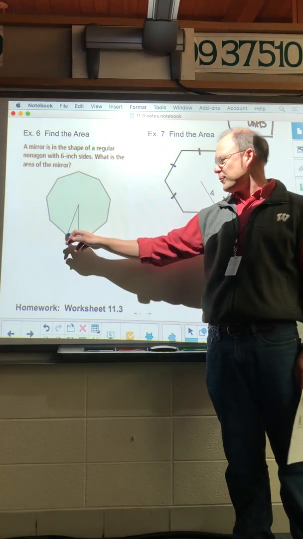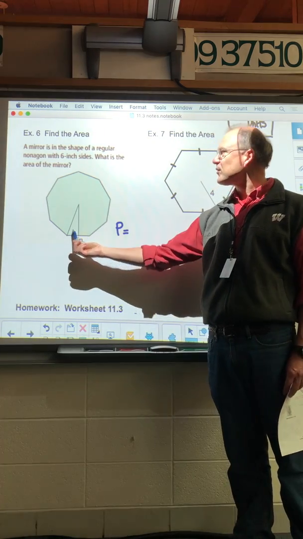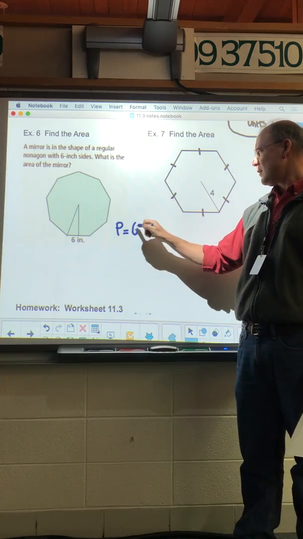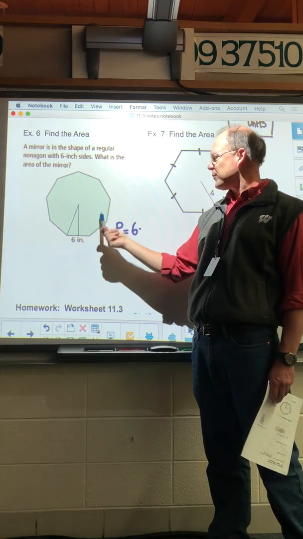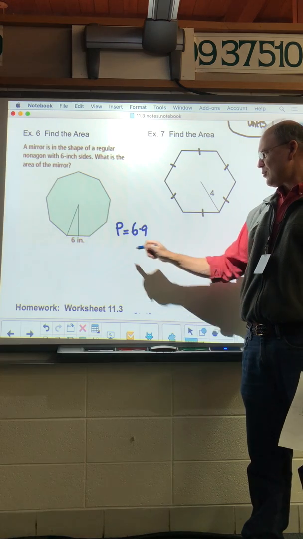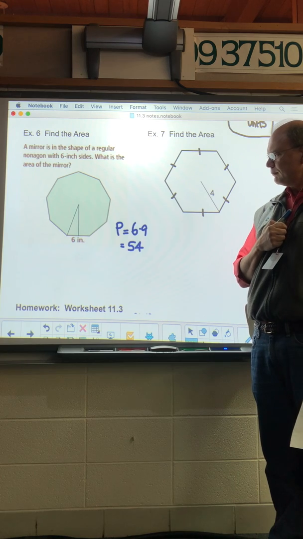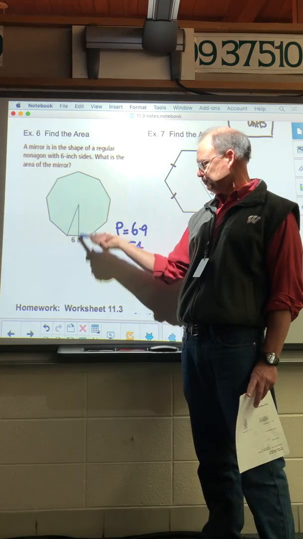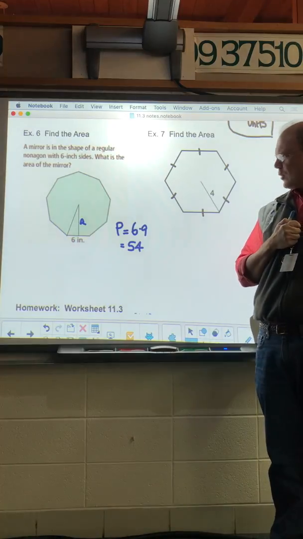So it's easier to find the perimeter, right? Each side is 6. It says it's regular, that means all the sides are the same length. It says it's a nonagon. If we don't remember what that is, we could count up the sides. There's 9 sides. So our perimeter is 54. Okay, the difficult part of this one is finding the apothem. We don't know the apothem.